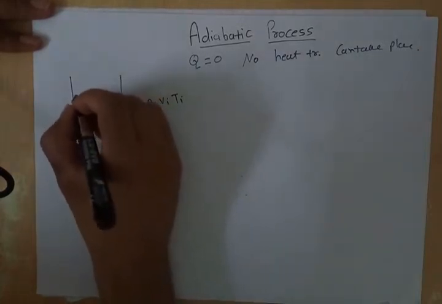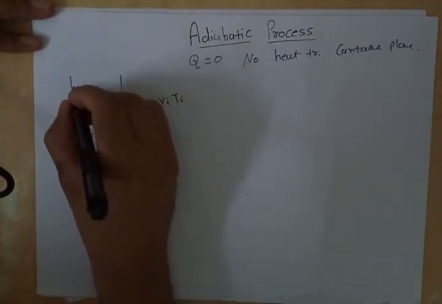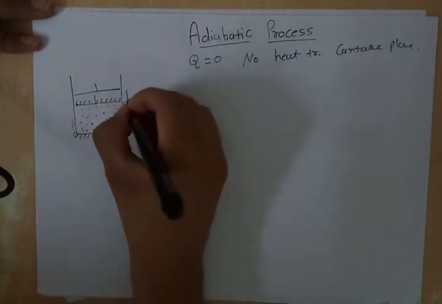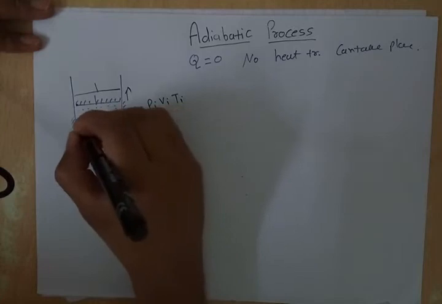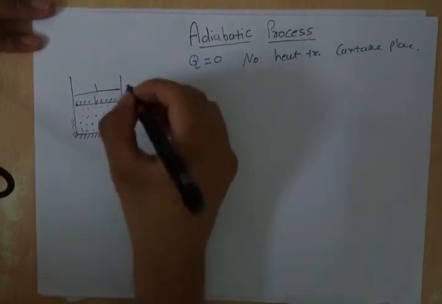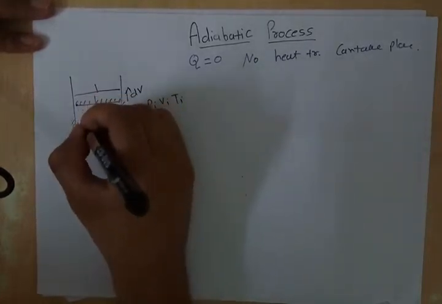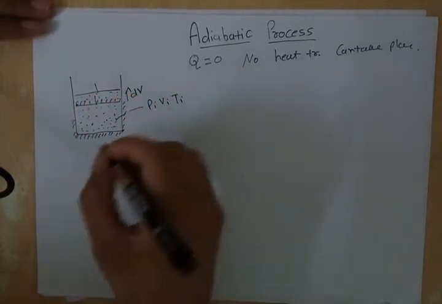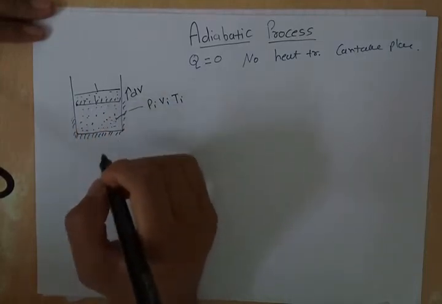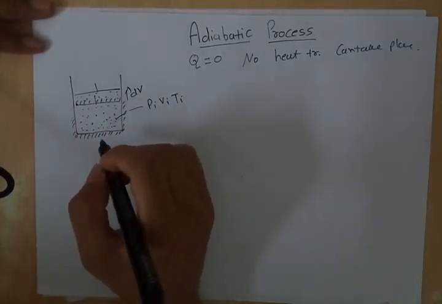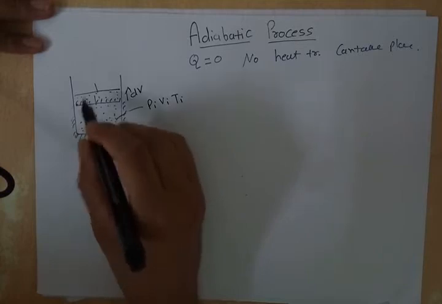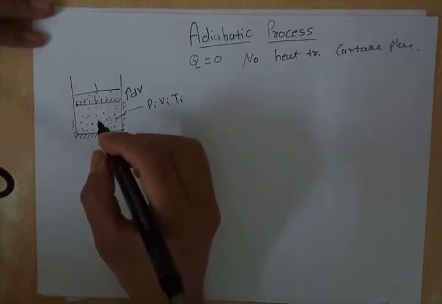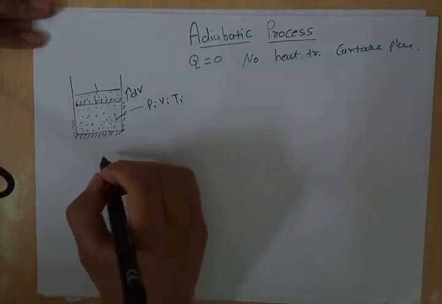Now we are expanding this piston a little bit upward. And because of this, gas particles will occupy this space. And hence expansion of the gas will take place. So the system will expand, and because of this, the temperature of the gas will fall down.